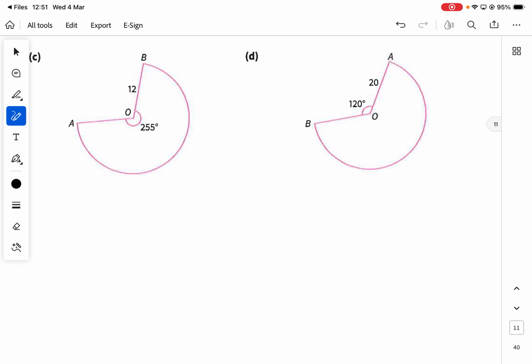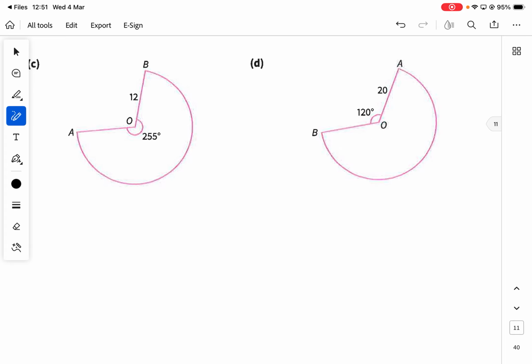Okay? So B, C, D, all same idea. We don't need to do now. Or you want to do now? Don't do now lah. Skip lah. Doing it right now. Oh, very good.